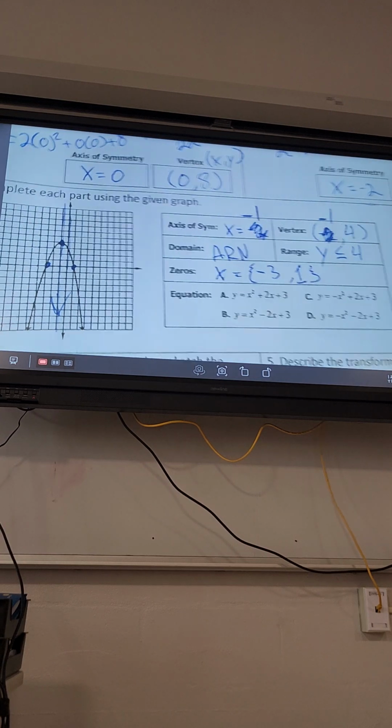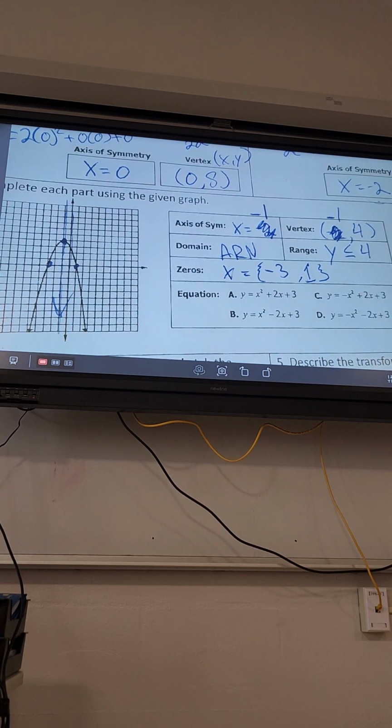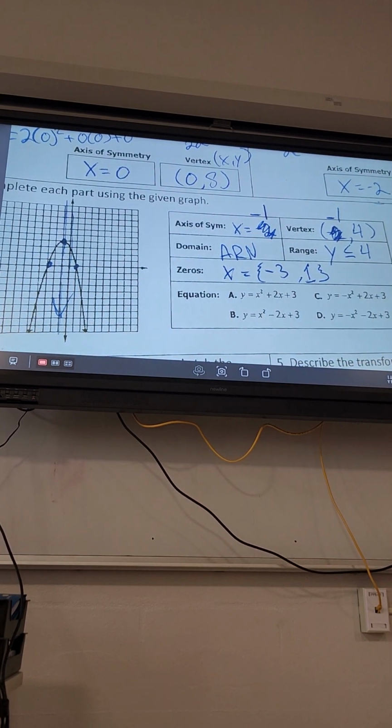I'll teach you guys that tomorrow, how to type them into the computer. And you will have to do least to greatest, I confirmed. For your answer choices, you will have to do -3, comma, 1 for your answers.